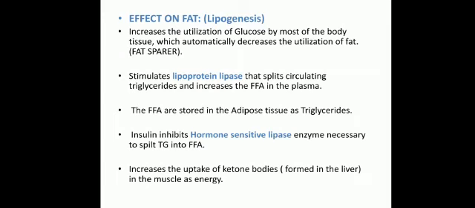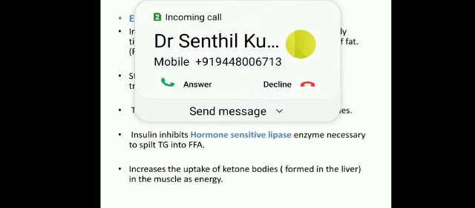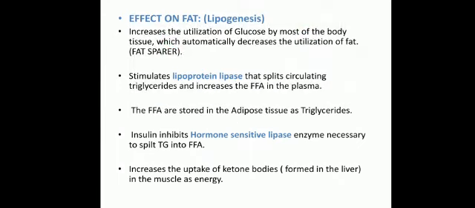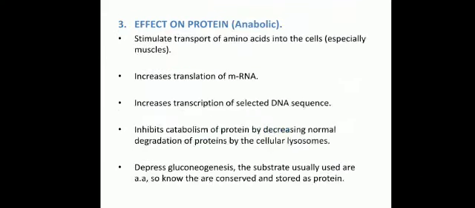And another very important function of insulin on fat metabolism is, it increases the uptake of ketone bodies, and these ketone bodies are formed in the liver. It increases the uptake of ketone bodies in the muscle as energy. We go to the next slide, which is the effect on protein metabolism.